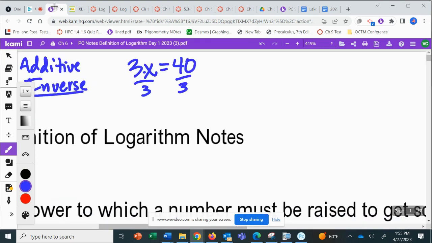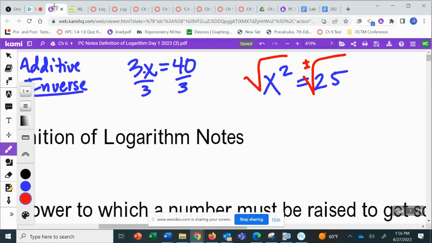And then if we had x squared equals 25, what would we do? We would square root, and we would also have plus minus, but that's a different story. Square root and squared are inverses of each other. They undo each other, right?